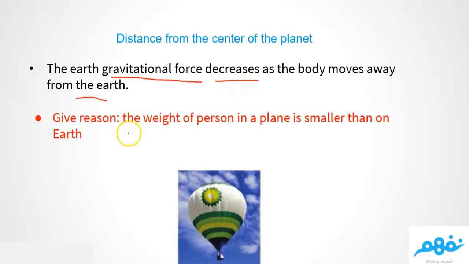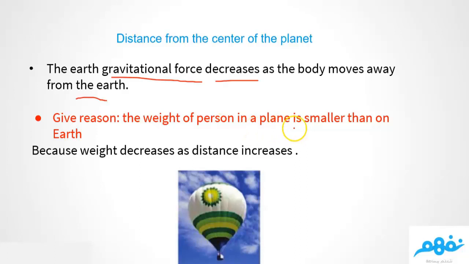Great. So give reason: the weight of a person in a plane is smaller than on Earth. يبقى أنت وزنك على الطيارة الويت بتاعك اللي هو له علاقة بالجرافيتيشنال فورس بيقل بتاعك، وزنك بيقل وانت في الطيارة عن الويت بتاعك on Earth. قلنا ليه؟ قلنا لأن الويت decreases بيقل as distance increases. يبقى كل ما ببعد عن السنتر of the earth الويت بتاعي decreases. لأن احنا قلنا الجرافيتيشنال فورس بتقل decreases لو البادي moves away from the earth. فطبيعي كل ما ابعد عن السنتر كل ما اطلع up away from the center كل ما الويت بتاعي will decrease.